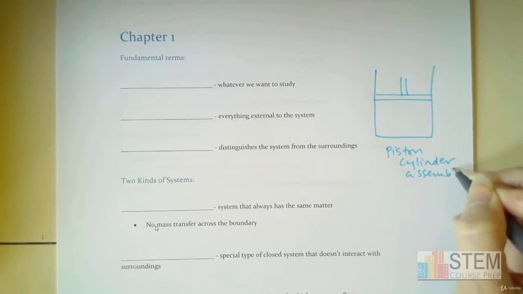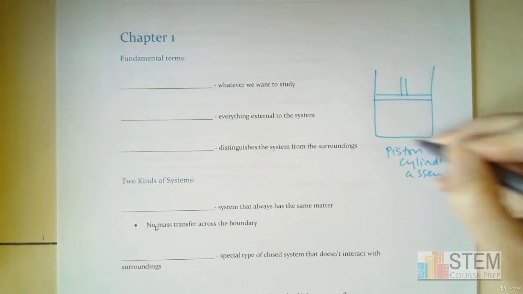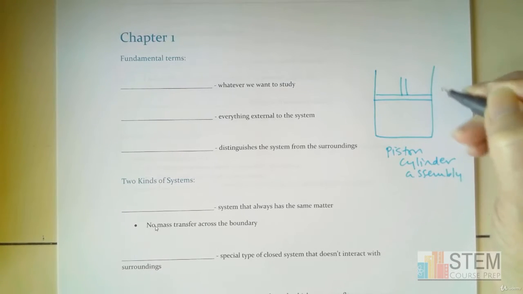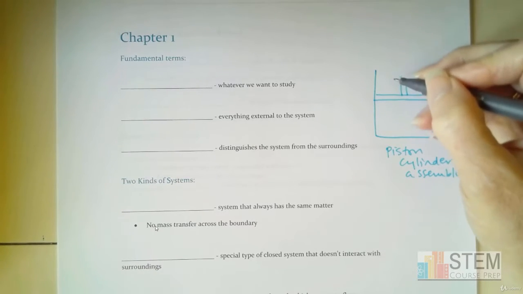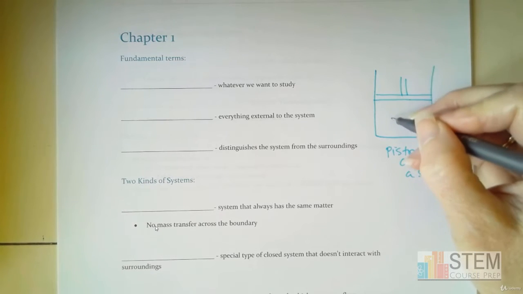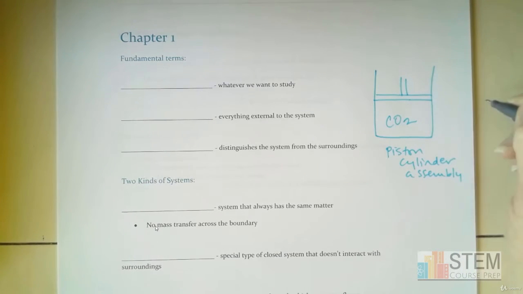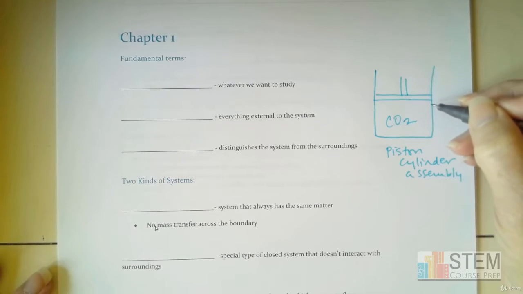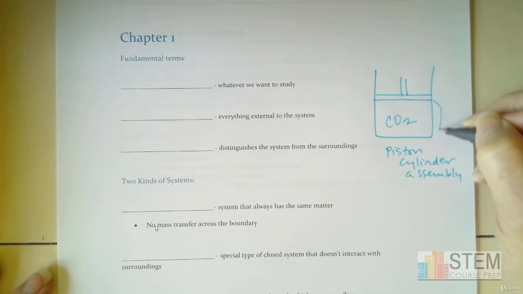Alright, so that outside frame is going to be our cylinder, and then in here is our piston. Now this piston can go up or down, and underneath the piston is going to be some sort of substance. So for now, let's just say it's carbon dioxide, so we got CO2. Now as this piston moves up and down, think about what happens to this space right here.